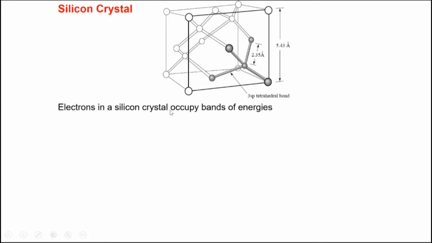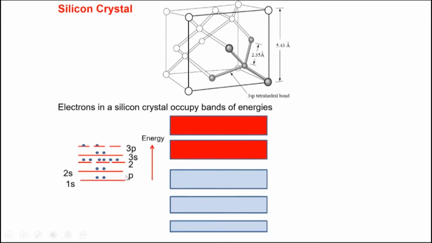Now the electrons in a silicon crystal occupy bands of energies. We're all familiar that in an atom the electrons exist in discrete energy levels: 1s, 2s, 2p, 3s and 3p. Now, when you form a crystal, the levels belonging to one atom interact with the levels belonging to another atom. As a result, these single discrete levels expand into bands like this. So we get bands of energies.